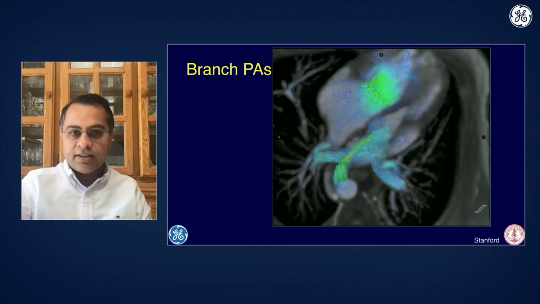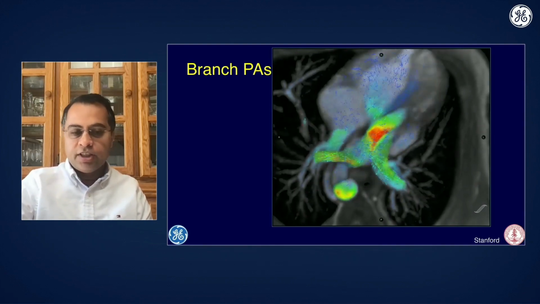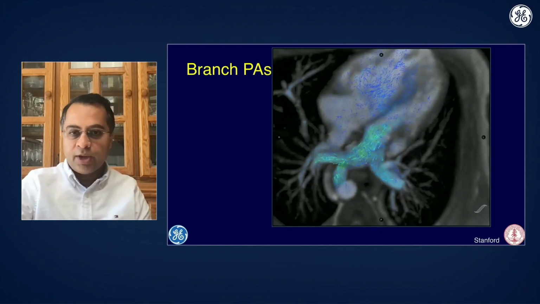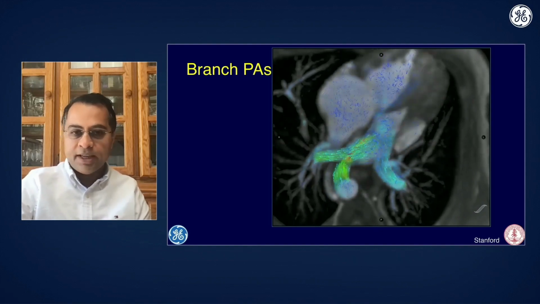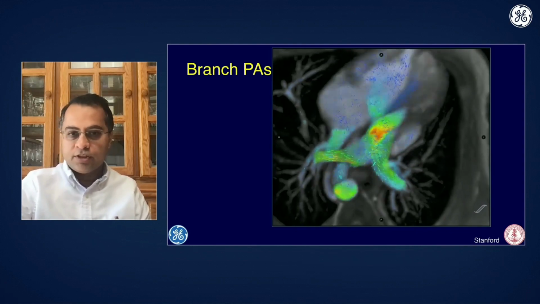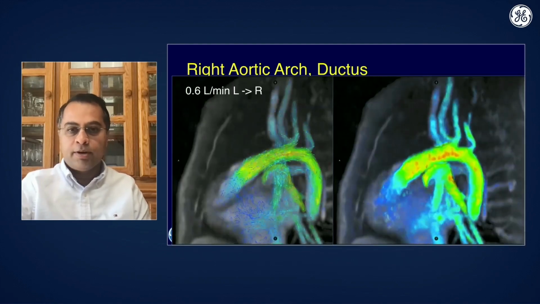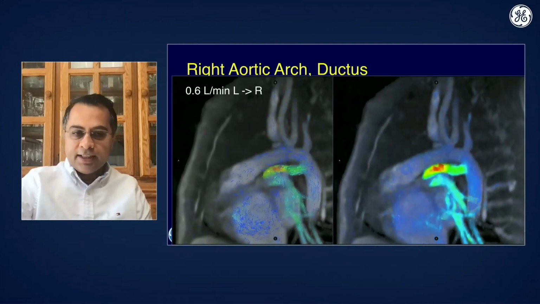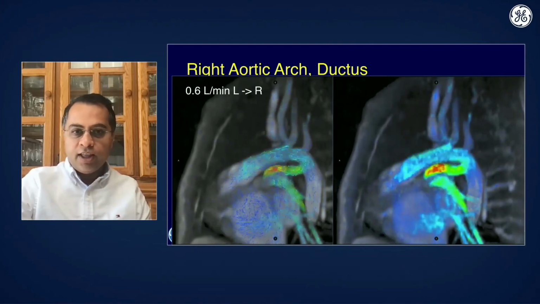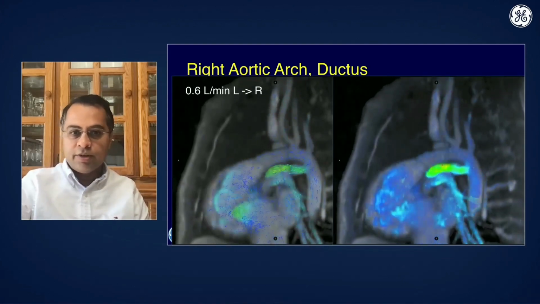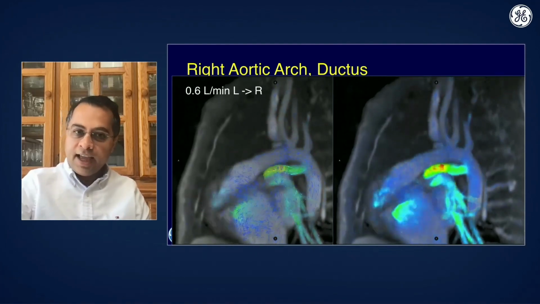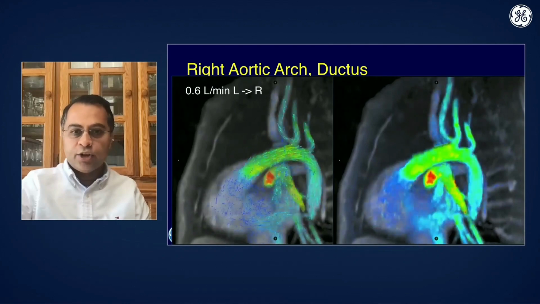Here you can see very nicely the pulmonary arteries. So you see the branch PAs, and this gets to sorting out the anatomy. Again, we talked about function, flow, and anatomy as the three primary goals of these exams. So this is just a nice view of the branches of the pulmonary arteries. Again, in this same case, you can see that not only was there the shunting at the atrial level, but there's also a patent ductus arteriosus. And here you see the flow is left to right, and again, it's 0.6 liters per minute.